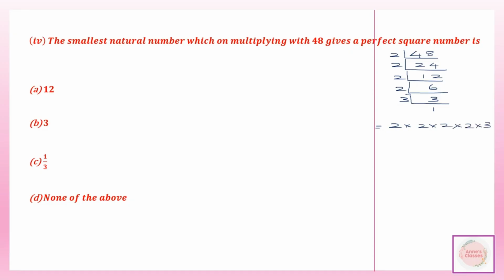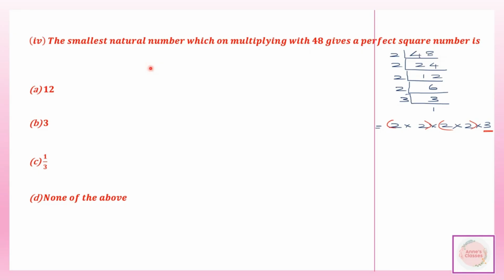Now let's pair them up with the same numbers. So for 2 we have pairs. Here also we have a pair. Now can you see 3 is a number which doesn't have a pair. 3 doesn't have another number that can make it a pair, isn't it? That means the number that is left out is the smallest natural number, which on multiplying with 48 gives a perfect square number.